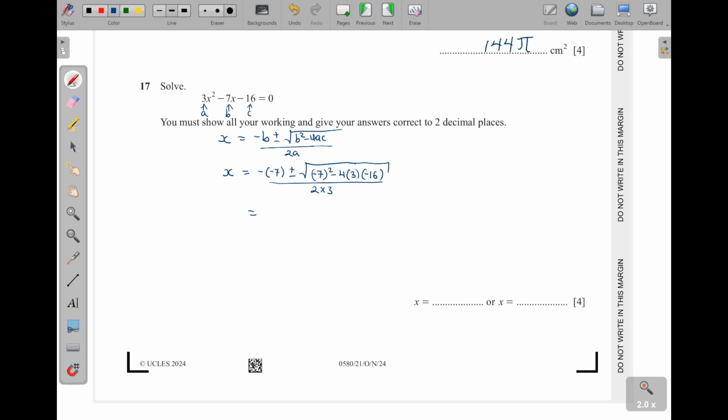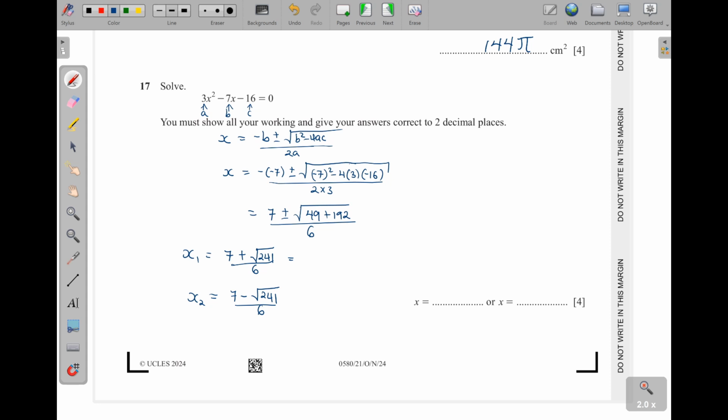Then negative over negative, that's a plus, then plus or minus the root of 7 squared, that is 49, and then this one will be a plus because the negative times the negative will give us 192, then out of 6. So meaning x1 is going to be, when we take the plus, 7 plus root of 241 out of 6, and then x2 is going to be 7 minus root of 241 out of 6.